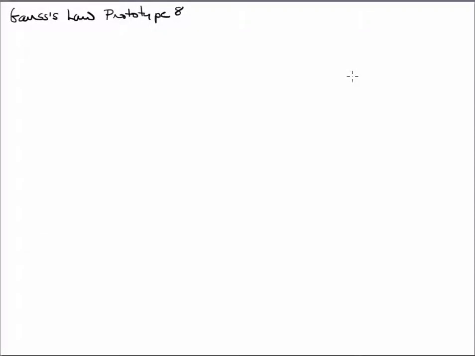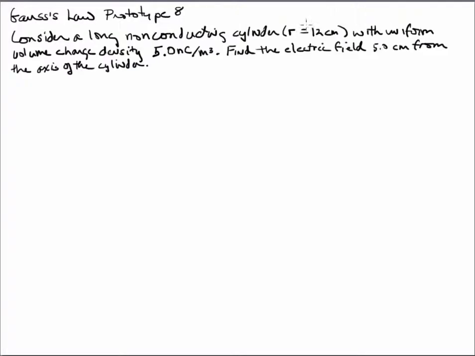Okay, we're going to look at a problem dealing with Gauss's law. This is prototype number 8. Let's consider a long non-conducting cylinder with a radius equal to 12 centimeters with uniform volume charge density of 5.0 nanocoulombs per meter cubed. Our quest is to find the electric field 5 centimeters from the axis of the cylinder. That means we're inside the cylinder.